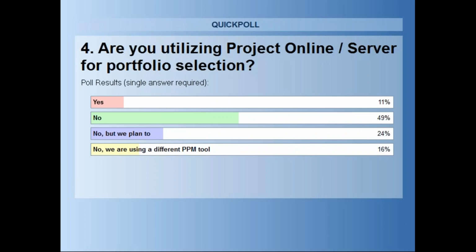All right, so yes, 11%, great. Hopefully, we didn't get too deep into some of the theory here, but hopefully you're utilizing the full capabilities. And a lot of this is the facilitation approach and the success of defining a good set of business drivers and facilitating those driver prioritization sessions to drive consensus around the strategy for the upcoming planning period. No, 49%.